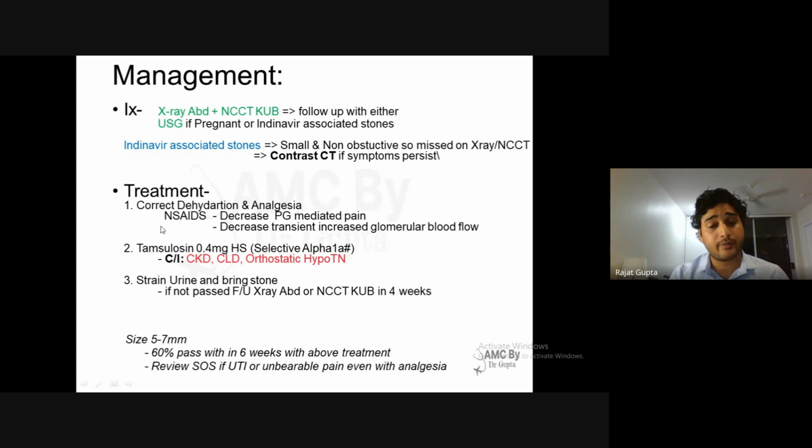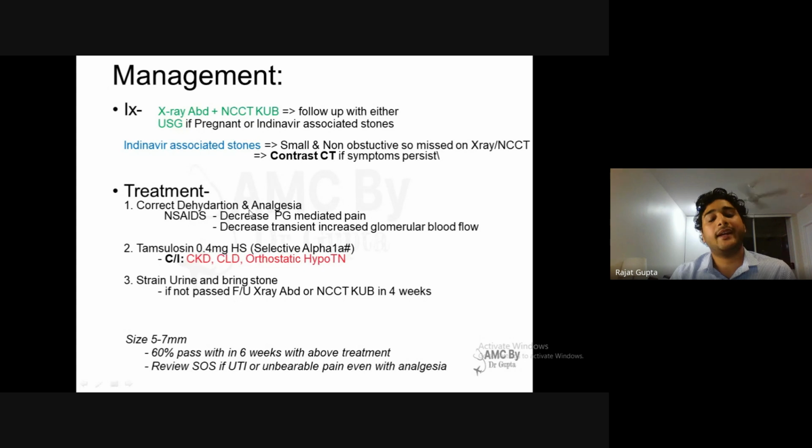So correct dehydration and manage the pain. Now the pain management can be done by NSAIDs, but this is also like a double-edged sword, because NSAIDs will decrease the prostaglandin-mediated pain, so pain will be improved. And when there is a stone obstruction, the blood flow to the kidneys is increased, and these NSAIDs will transiently decrease the GFR, the glomerular flow to the kidneys, helping with some pain relief. But don't give too many NSAIDs, because that can cause further AKI.